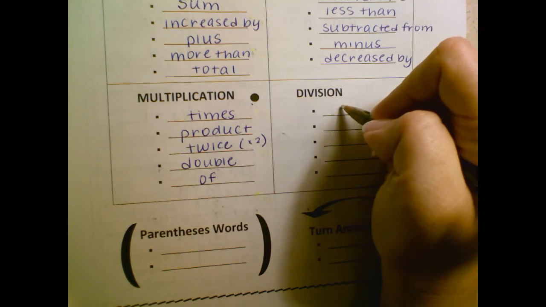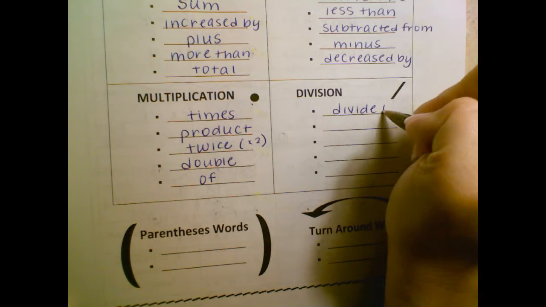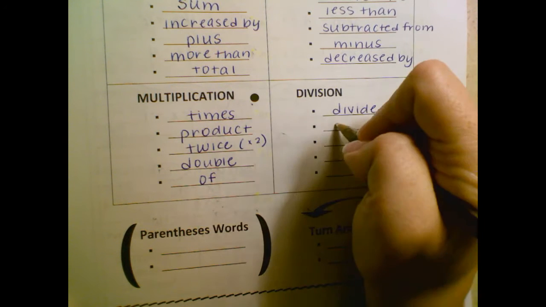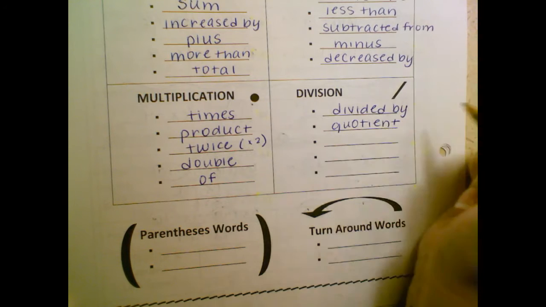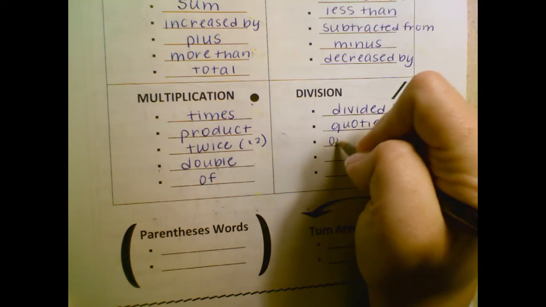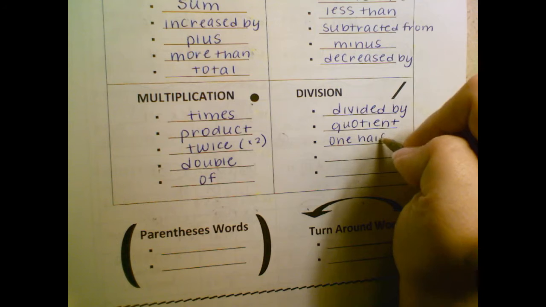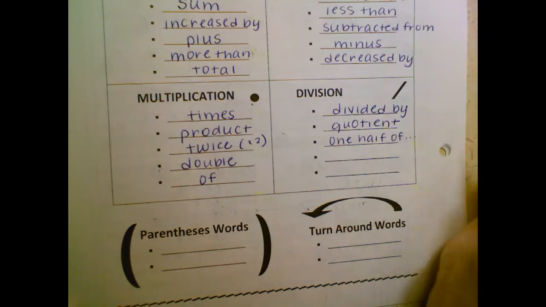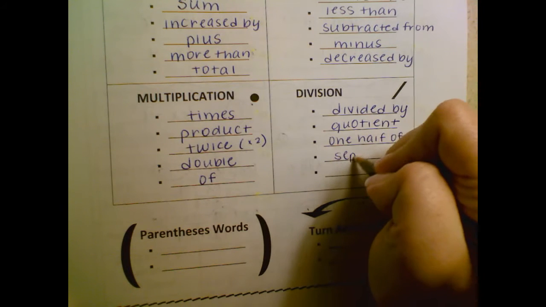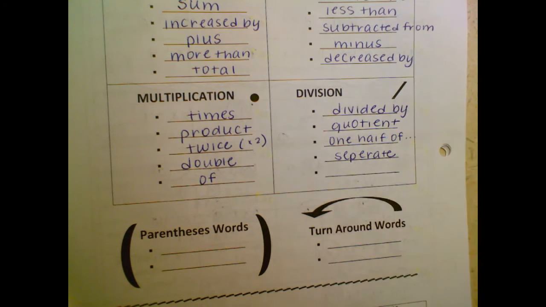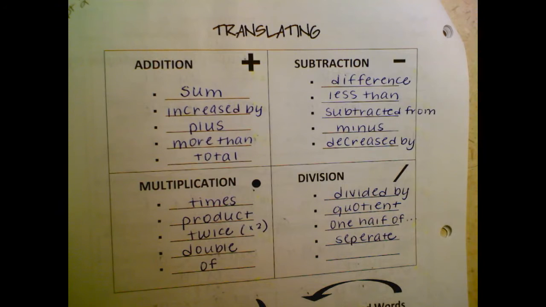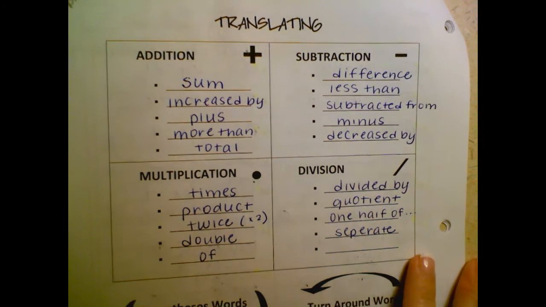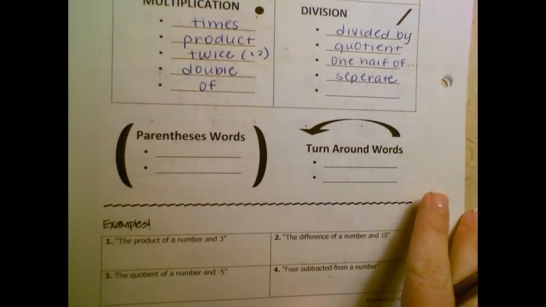When you see words like divided by, quotient, 1/2 of, and separate, we know we are dividing. So this is going to be a good reference tool when we are working on math word problems, so we can actually set up those equations.